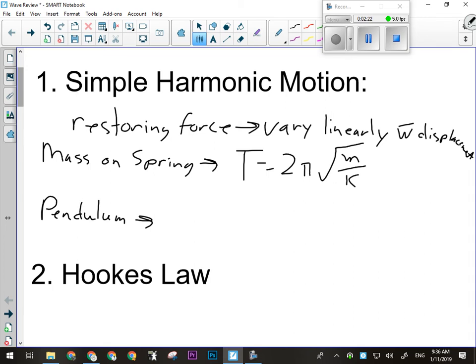For a pendulum, we just did the pendulum lab, so we know that the two things that affect the period of a pendulum are length and gravity. Should you expect to have problem-solving questions to do with both? Yes. Expect a pendulum question, expect a mass on a spring question. And expect a few multiple choice questions about restoring force and the nature of simple harmonic motion. Expect that as well.